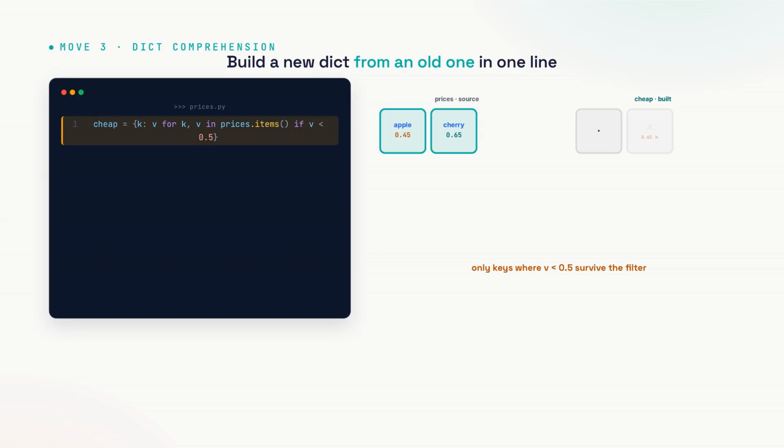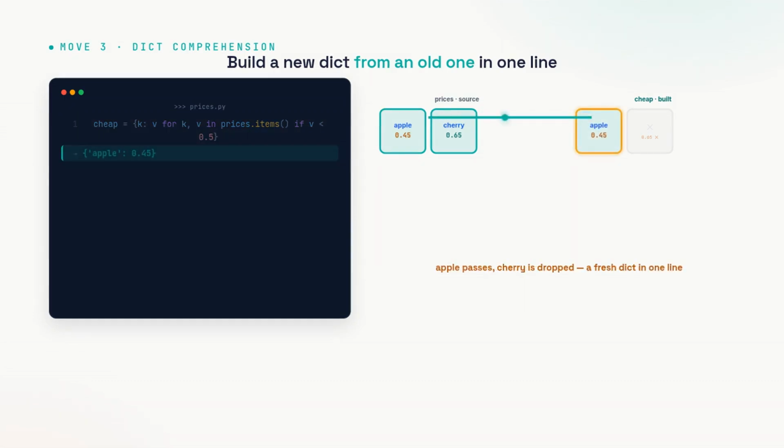Move 3. The dict comprehension. In one line we build a brand new dict, cheap, from prices, keeping only the pairs where the value is under 0.5. Apple at 0.45 passes the filter and gets copied into cheap. Cherry at 0.65 is dropped. A fresh dict, built and filtered in a single expression.